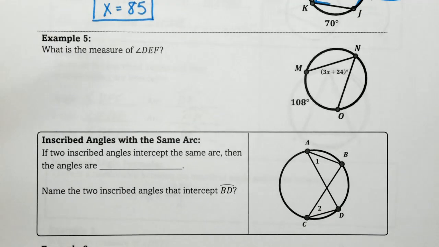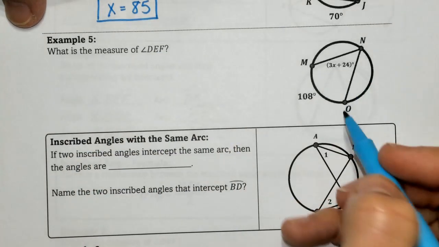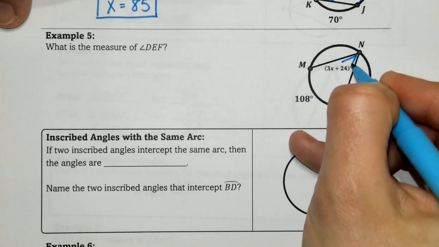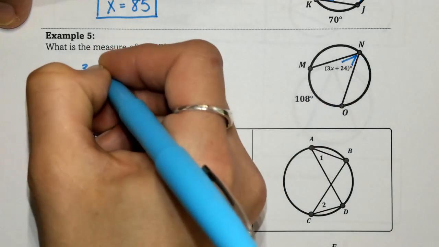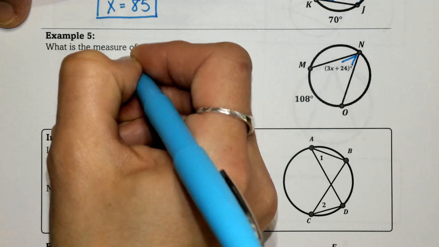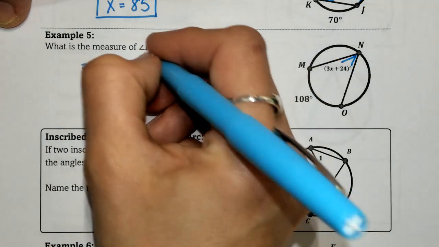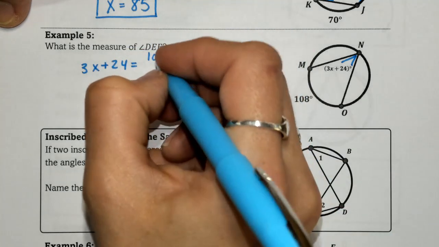All right, so we're bringing in some more algebra here. We're going to do the same thing, set everything up exactly how we plug everything into our formula. We are going to plug in for the angle, and we're going to plug in for the arc. Remember that the angle is equal to the arc divided by 2. So the angle right here, 3x plus 24, is going to be equal to the intercepted arc, 108, divided by 2.